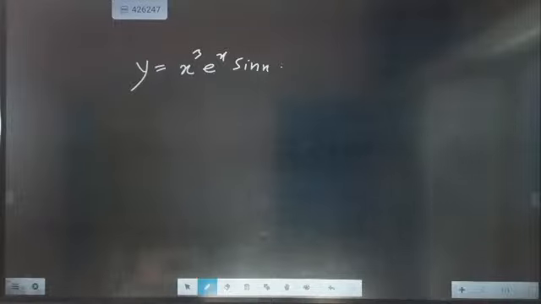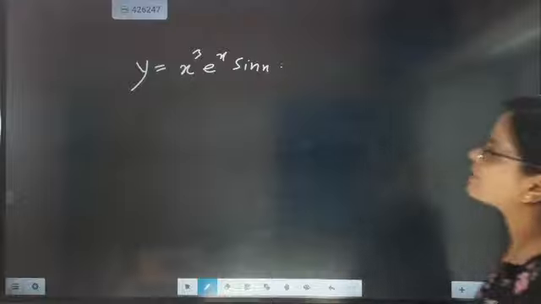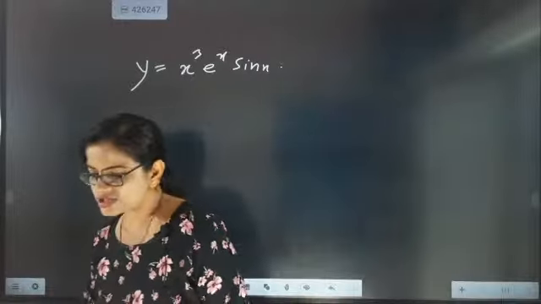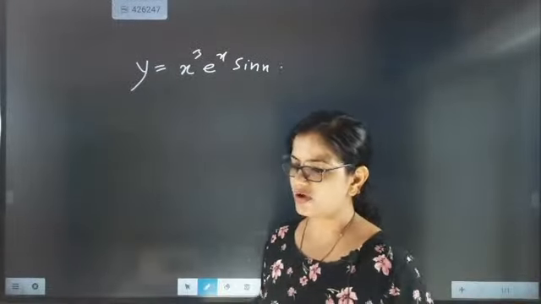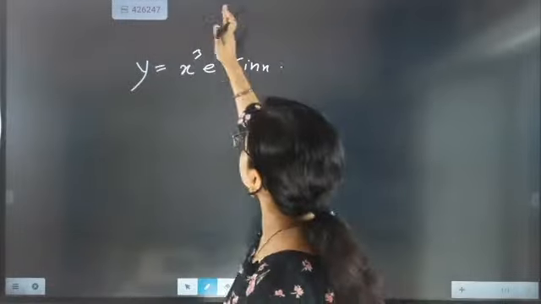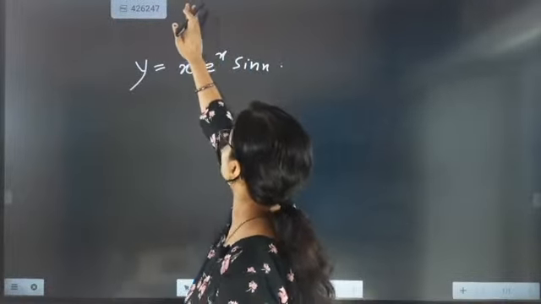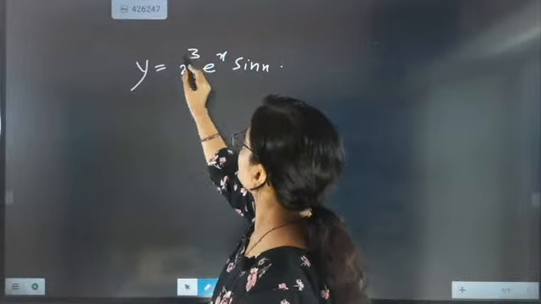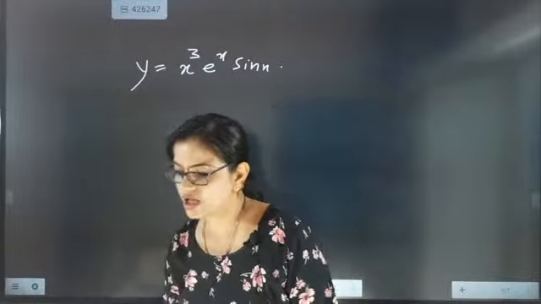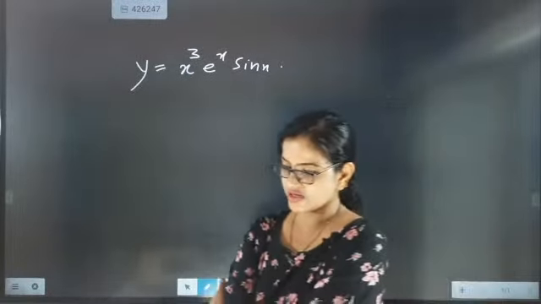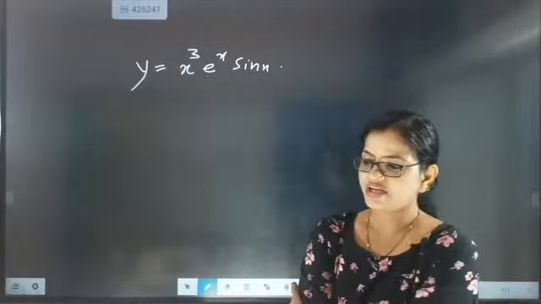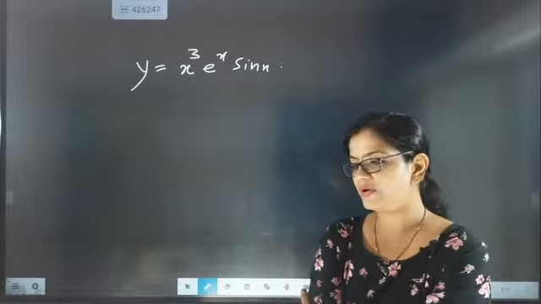It is not at all a tough question. x cube e to the power x sin x is there. Nothing is there, beta. Here three different types of functions are there. Just see what answer you are going to get.